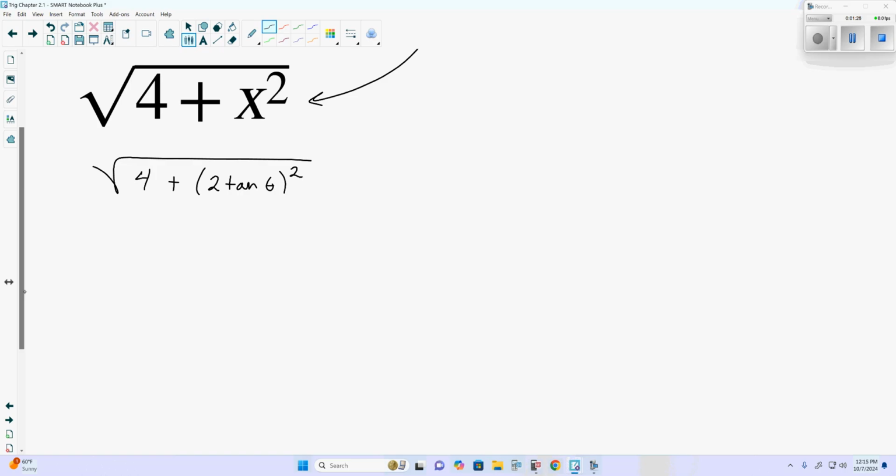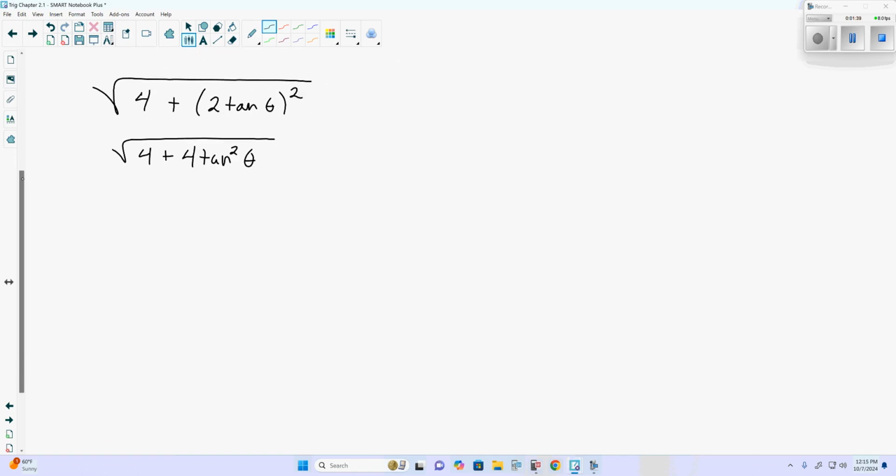Now, our next step, we're going to need to simplify our 2 tangent of theta squared. Since we're squaring a single term, we end up squaring both terms, telling us that we have 4 tangent squared of theta. Now, this seems like an odd step, but we do need to simplify the radical. Now, we do have tangent squared.